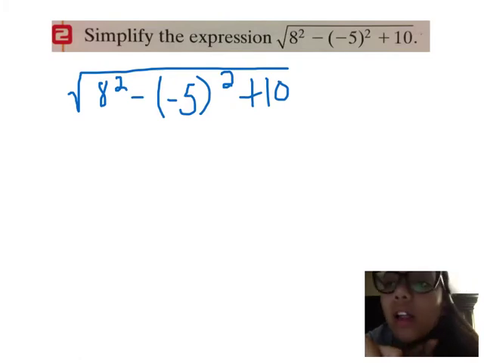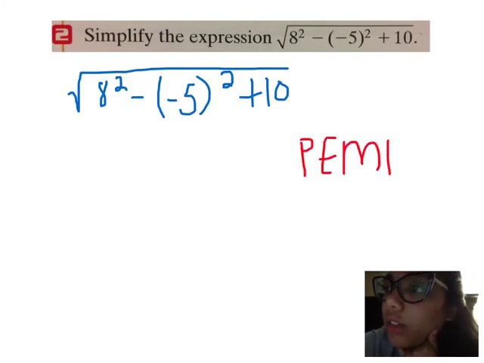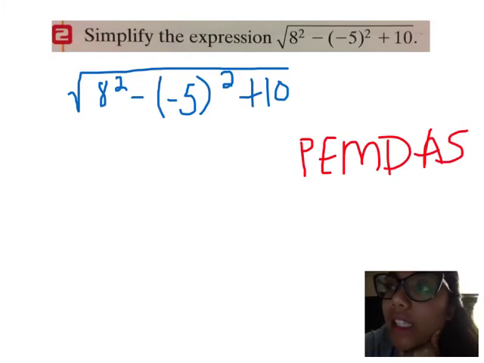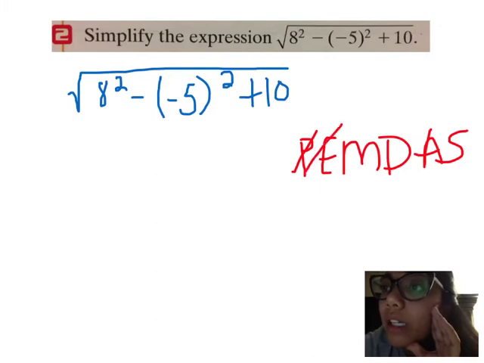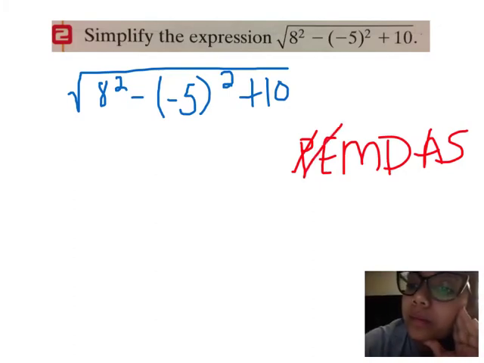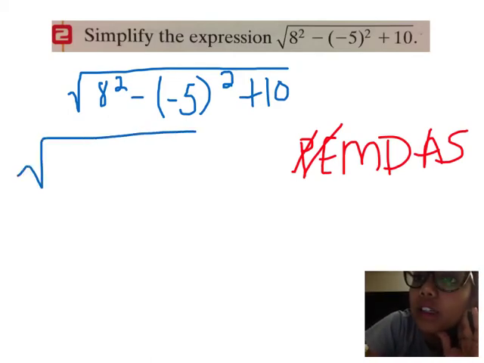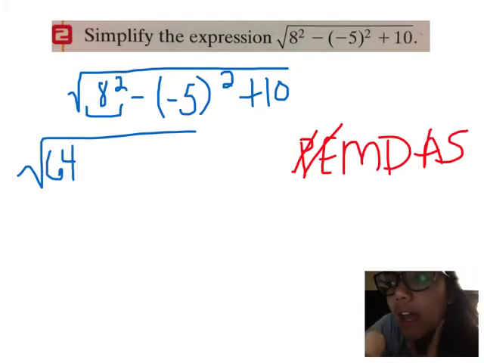So, now I'm going to go ahead and write PEMDAS on the side, my order of operations. So I do what's in my parentheses, which I said, whenever you have a radical, that's like saying there's a parentheses around it. So now I've got my parentheses, and that's what I'm doing first. Okay, so now I'm going to do my exponents. So my exponents: 8 squared is 64, because that's 8 times 8, not 8 times 2.